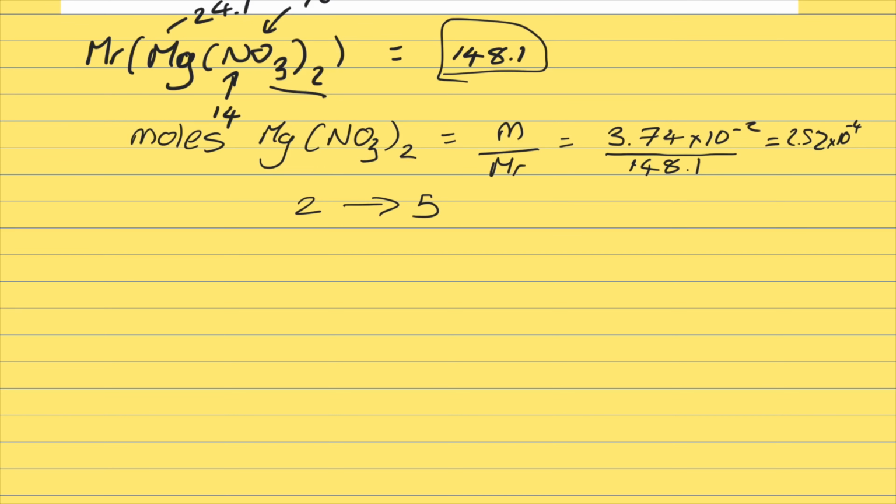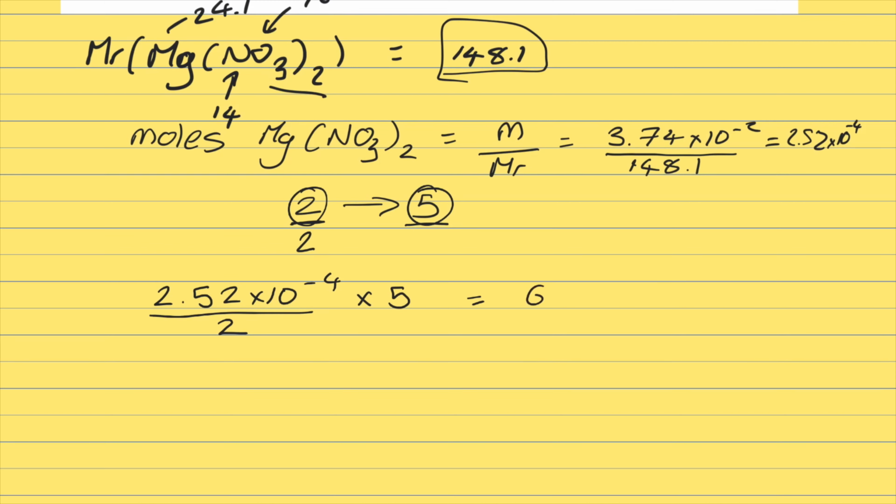Okay, so how do I convert a molar ratio from 2 to 5? The way I always do this is I look at the number that I've got here, so it's 2, divide by 2, that gives me 1, and then I times it by this number, which is 5. Okay, so I need to take my answer from before, which was 2.52 times 10 to the minus 4, and then I'm going to divide it by 2 and times it by 5. Divide it by this number, times it by this number, which gives me 6.313 times 10 to the minus 4.